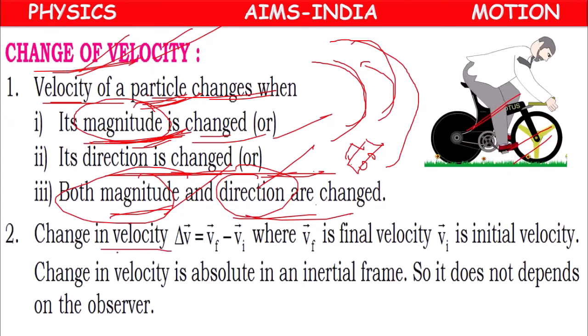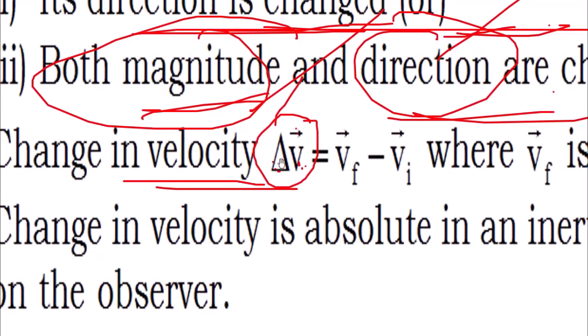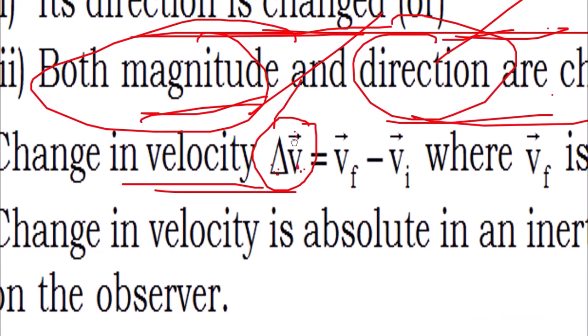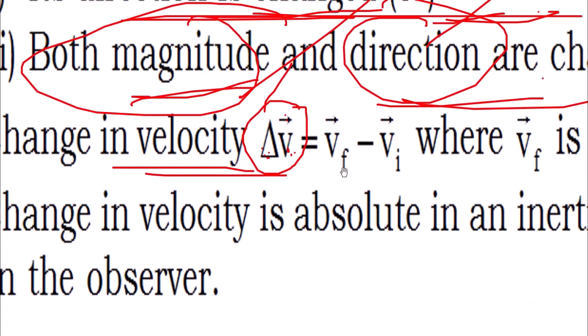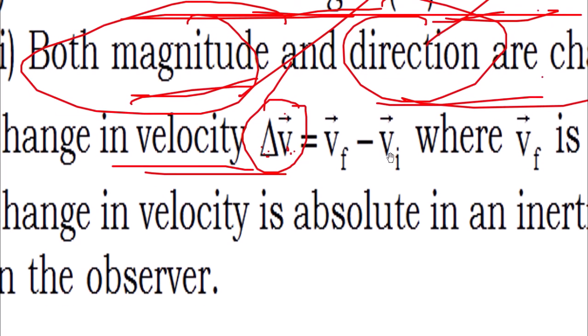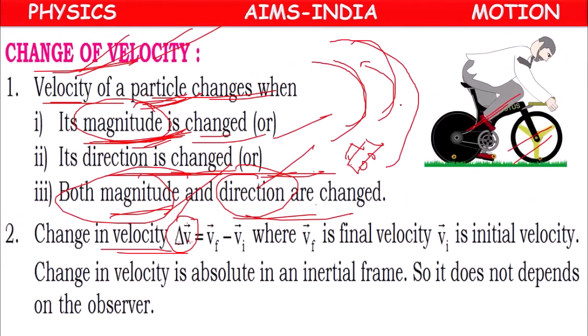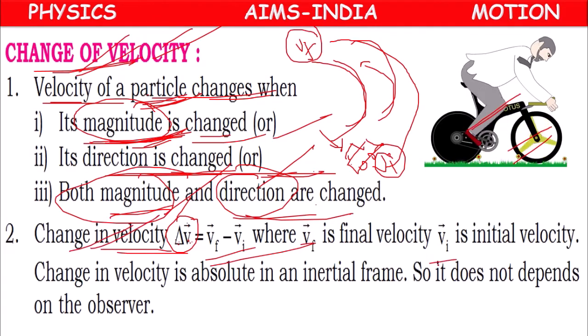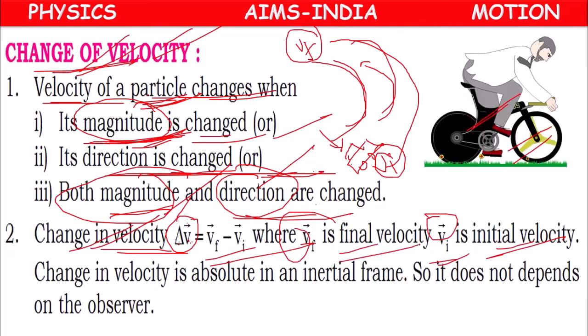So change in velocity means delta V bar. Because velocity is a vector, delta denotes change. Delta V bar means, here children, delta stands for change, V stands for velocity, bar stands for vector. Change in velocity vector equals final velocity vector Vf minus initial velocity vector Vi. We have to take the difference. Before crossing the ring road, what is the initial velocity? Vi. After crossing the ring road, what is the final velocity? Vf. If we take the difference of these two, we will get the change of velocity. Here Vi is the initial velocity and Vf is the final velocity.